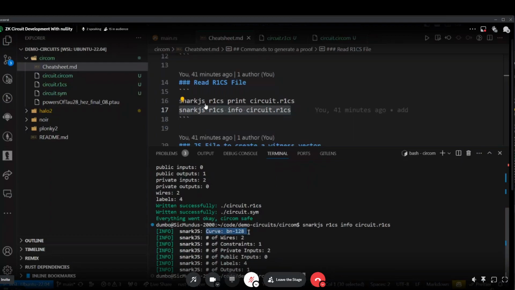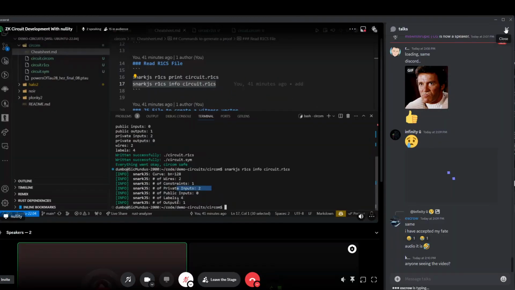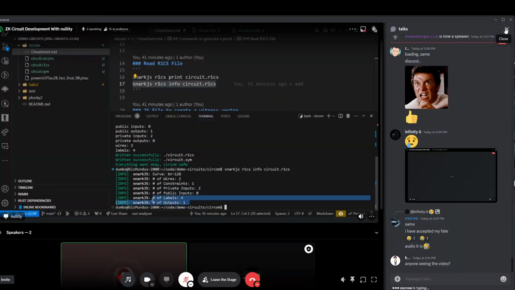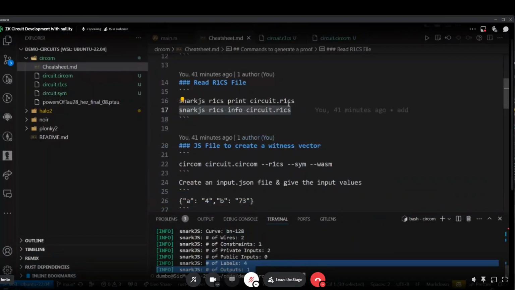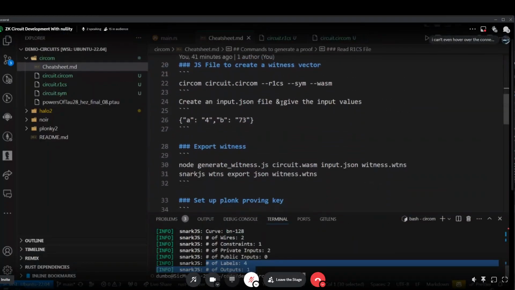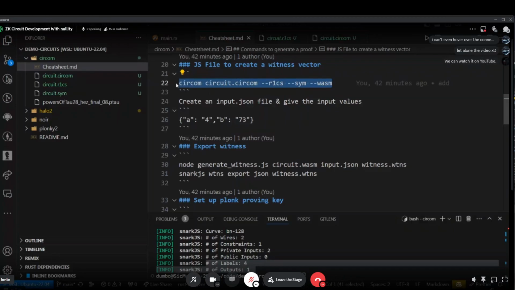So it's using the BN128 curve. It has two wires, one constraint, two private inputs, four labels, one output. Yeah, that's our information about the R1CS file. The next thing is to generate a JavaScript file to create your witness vector.